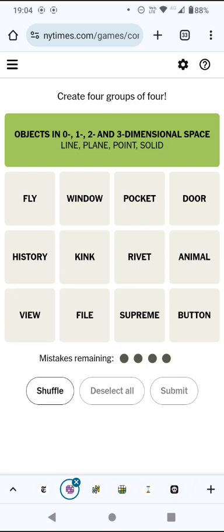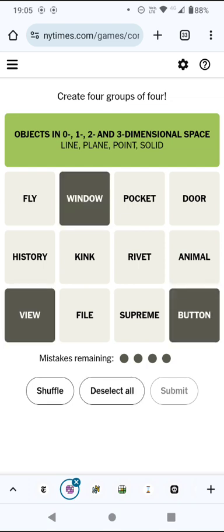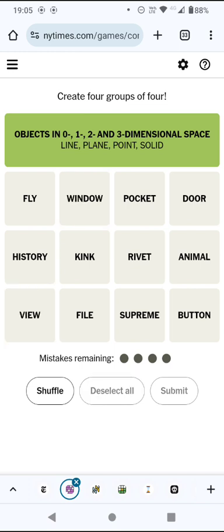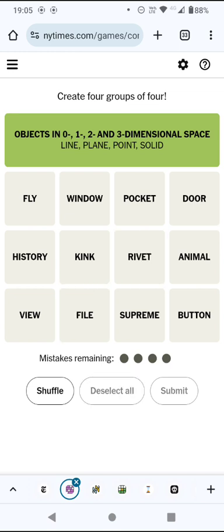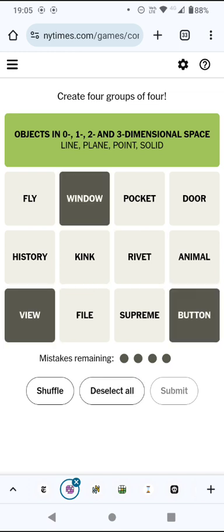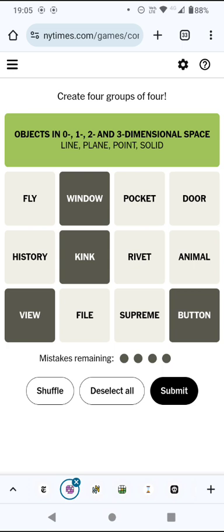is a button and a window a sort of view? So is it going to be those 3 and one other? Maybe a kink? Not quite sure. Rivet and file are both tools. I thought there was going to be 2 other tools. I might have jumped the gun there. Let's go back to those 3. If it is these 4, what else am I going to have?